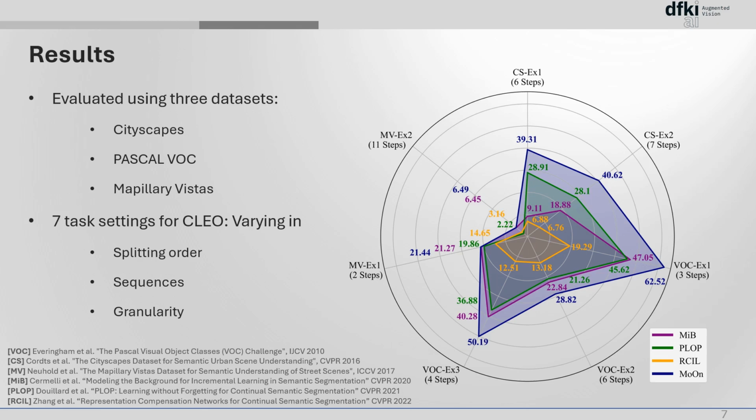We present 7 CLEO task settings, using 3 datasets, namely, Cityscapes, PASCAL VOC, and Mapillary Vistas. These settings differ in the splitting order, either all from a single parent class or one from each parent class in each task, resulting in different number of tasks. Using PASCAL VOC, we explore different class granularities, experimenting with intermediate splits into subgroups and retaining subgroups of classes.